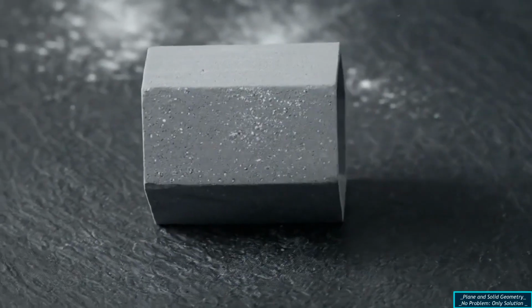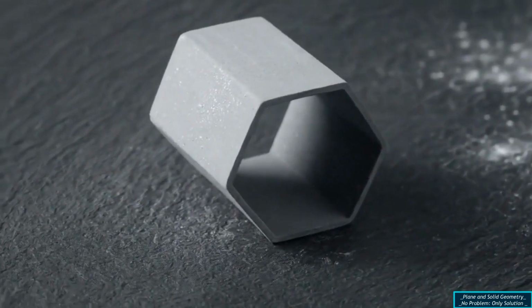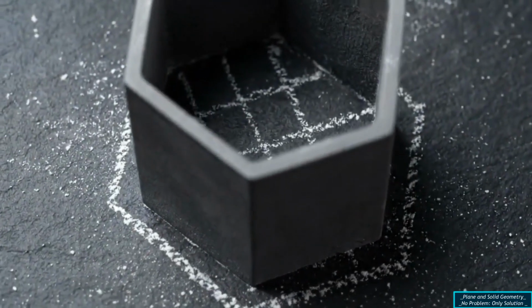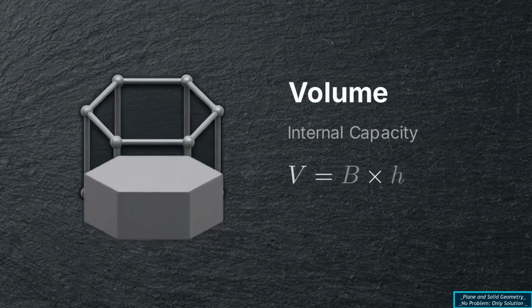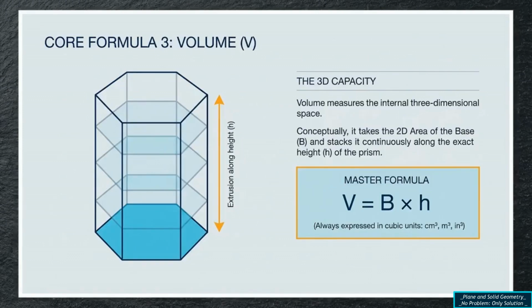The surface area strictly measures the exact amount of 2D material needed to cover the boundary of the solid. It does not account for the physical space inside. Now, we shift our focus from wrapping the outside of the prism to measuring its internal capacity. Think of volume as taking the 2D area of the base and continuously stacking layers of it upward along the central height of the prism.